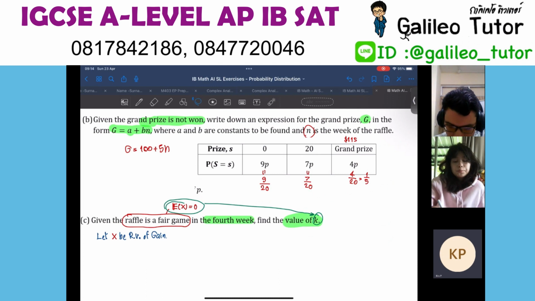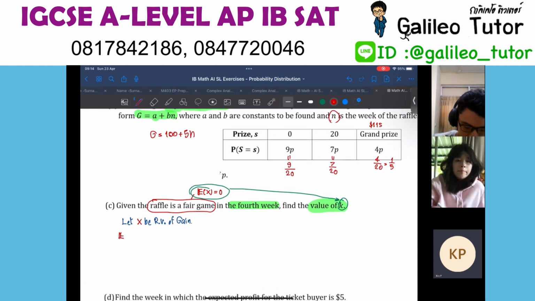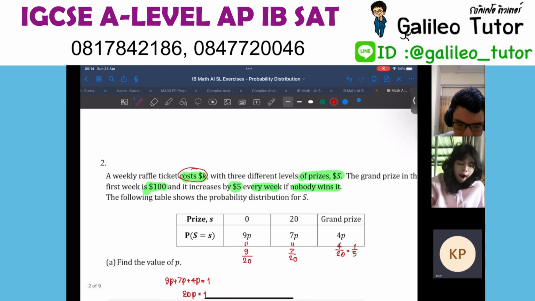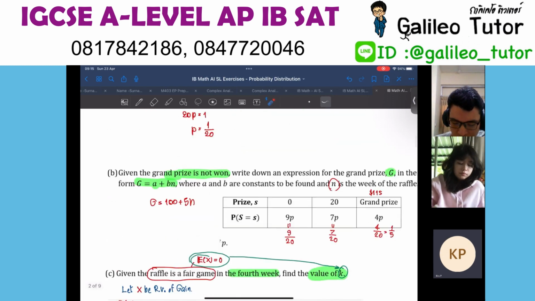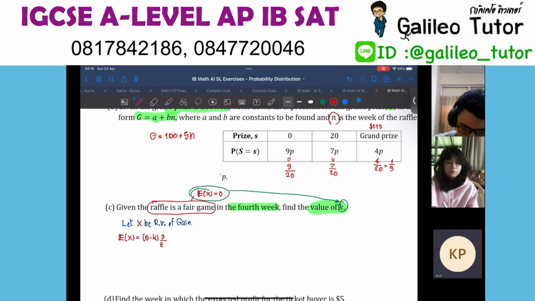Let me write down here. How to find the expected value of gain from this game? So let's find out. Okay, k is the cost. The gain is going to be prize minus cost. The first one is 0, so it's 0 minus k times its probability, 9/20, plus the next one is 20 minus k times its probability, plus the grand prize, 115 minus k, times 4/20.